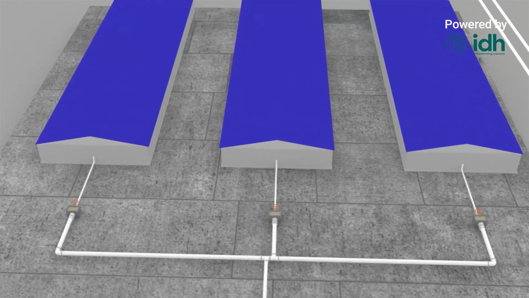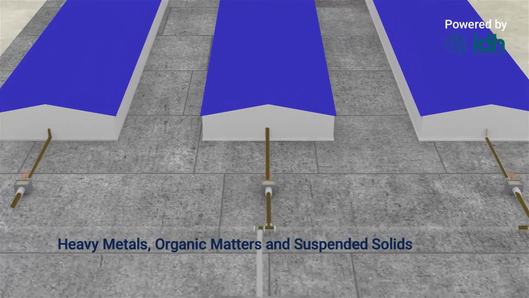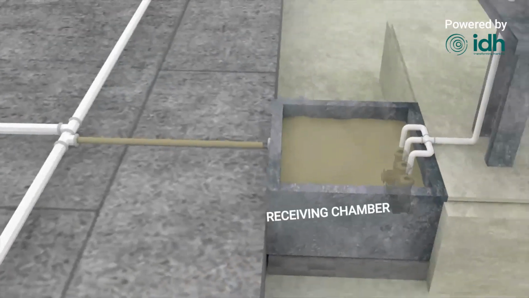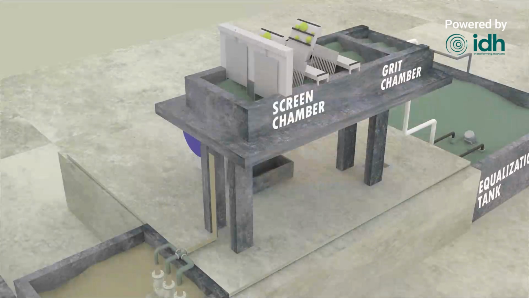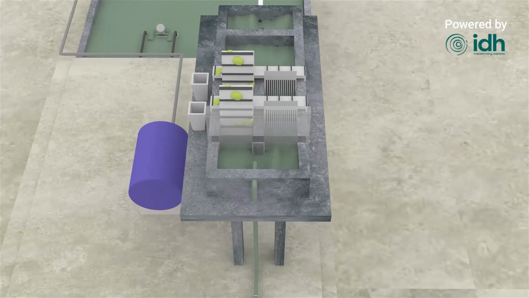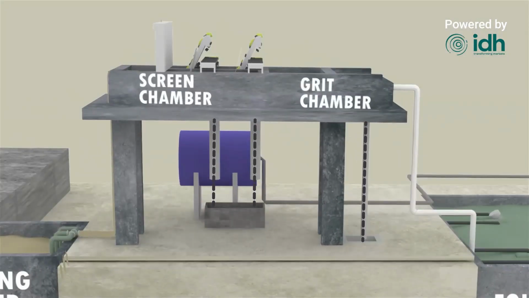This wastewater often contains contaminants such as heavy metals, organic matter, and suspended solids. Pumps are used to lift the wastewater from the receiving chamber, ensuring a steady flow to subsequent treatment stages. First, the wastewater enters the screen chamber, where large debris and objects are removed to prevent clogging in subsequent stages. Next, the wastewater flows into the grit chamber, where sand, grit, and other heavy particles settle to the bottom.